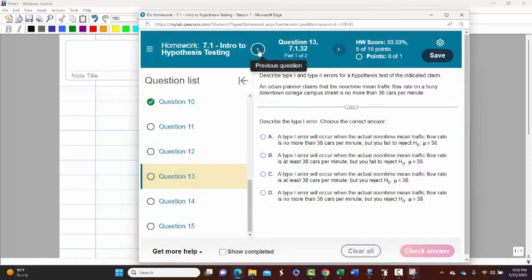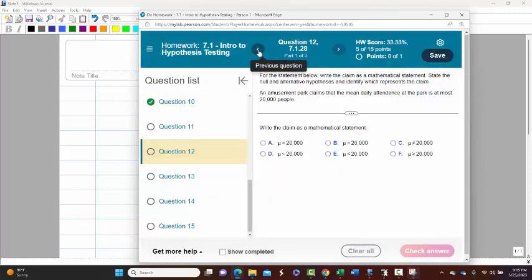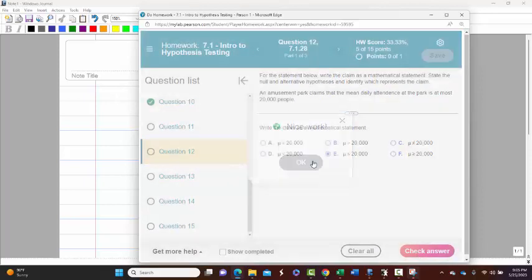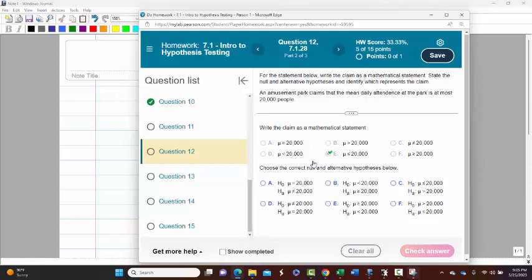Let's do one more. Let's see. Oh, these aren't too bad, I don't think. Like this one, for example, says at most 20,000 people. So you would want this. And now it's probably going to, yeah, here we go, asking for the pair. So that less than or equal to 20,000, that's got to be an H0, and it's got to pair up with an alternative of greater than 20,000. So I like that answer.